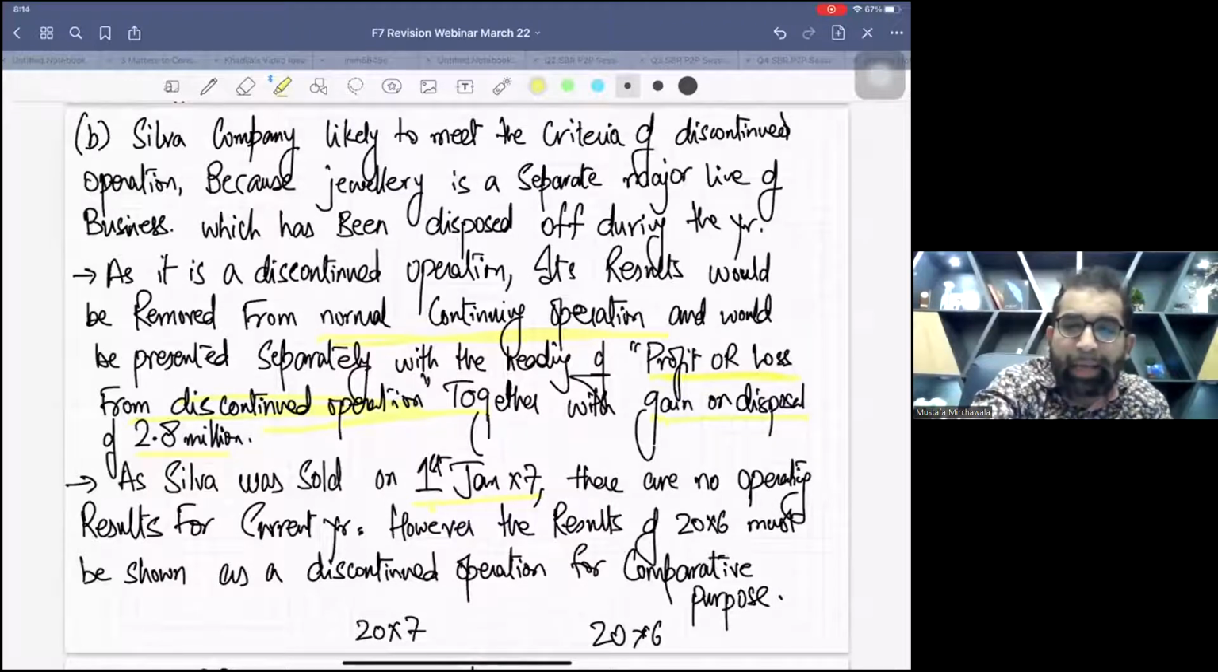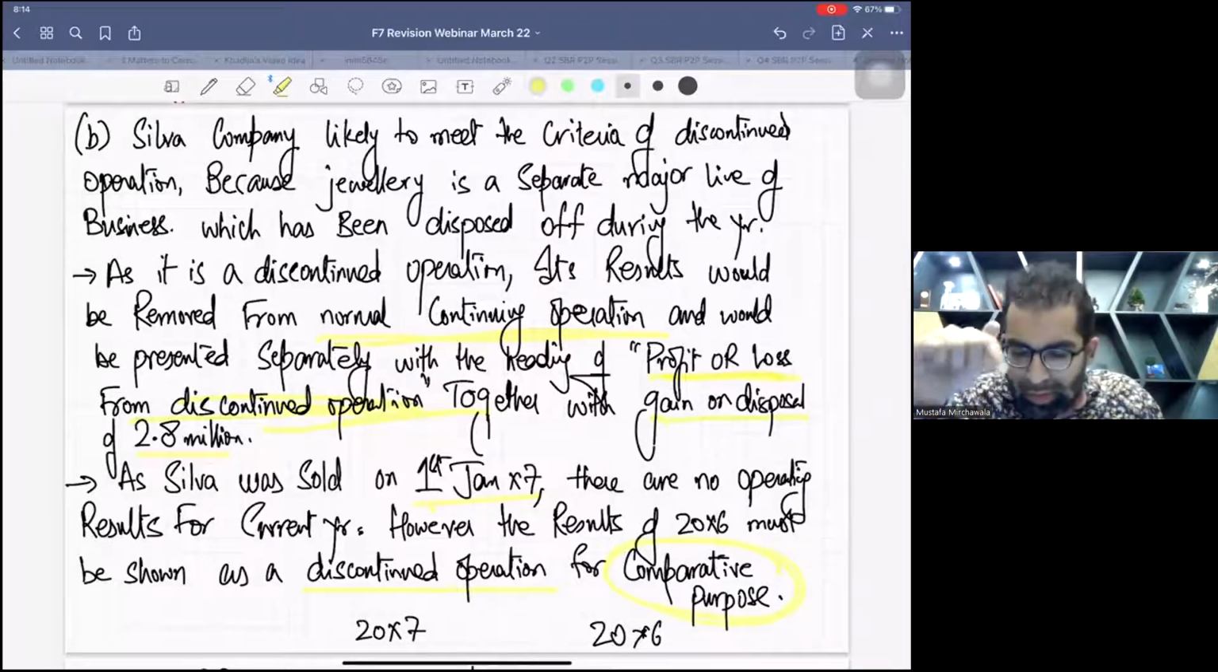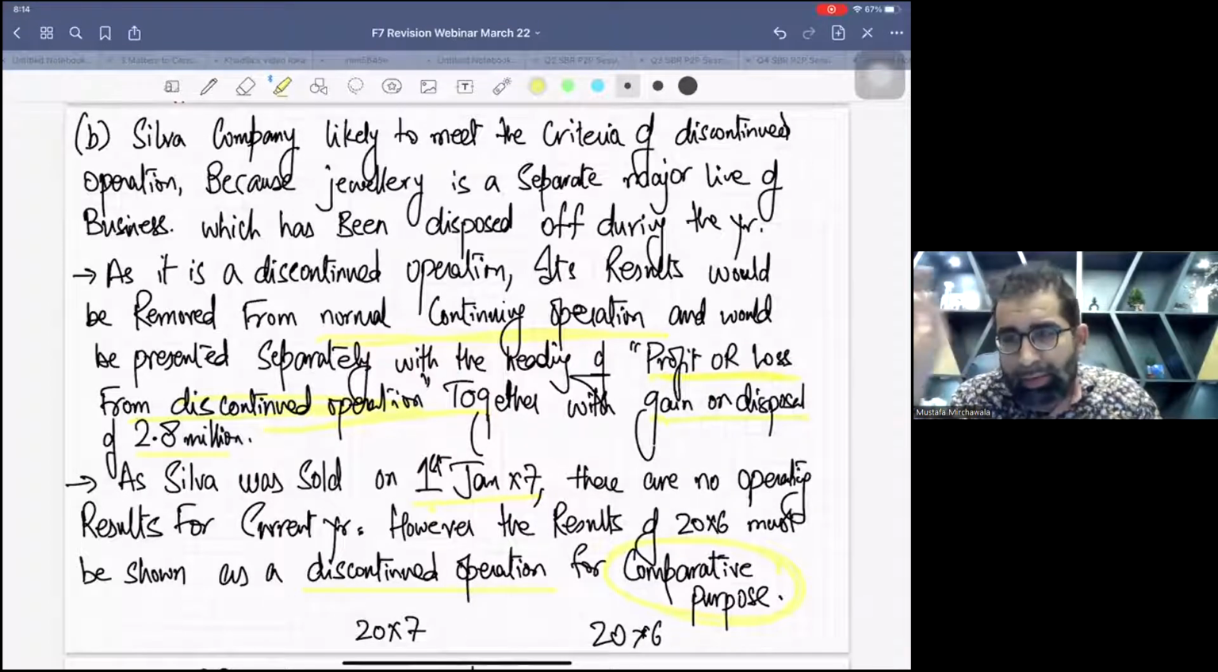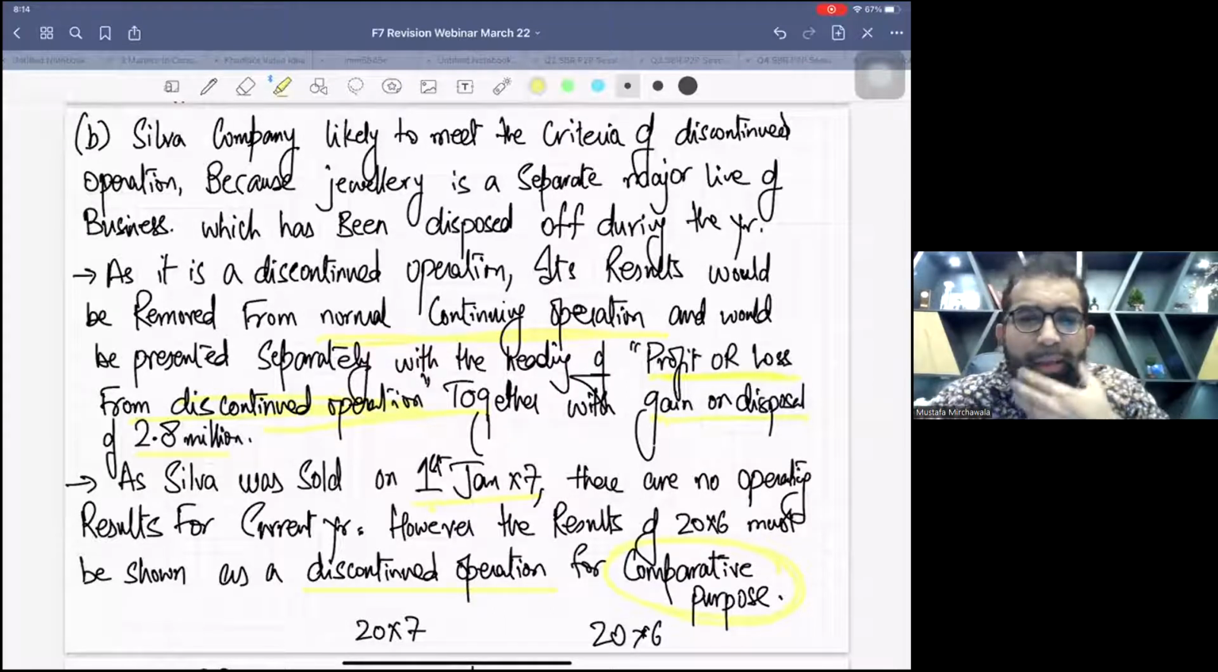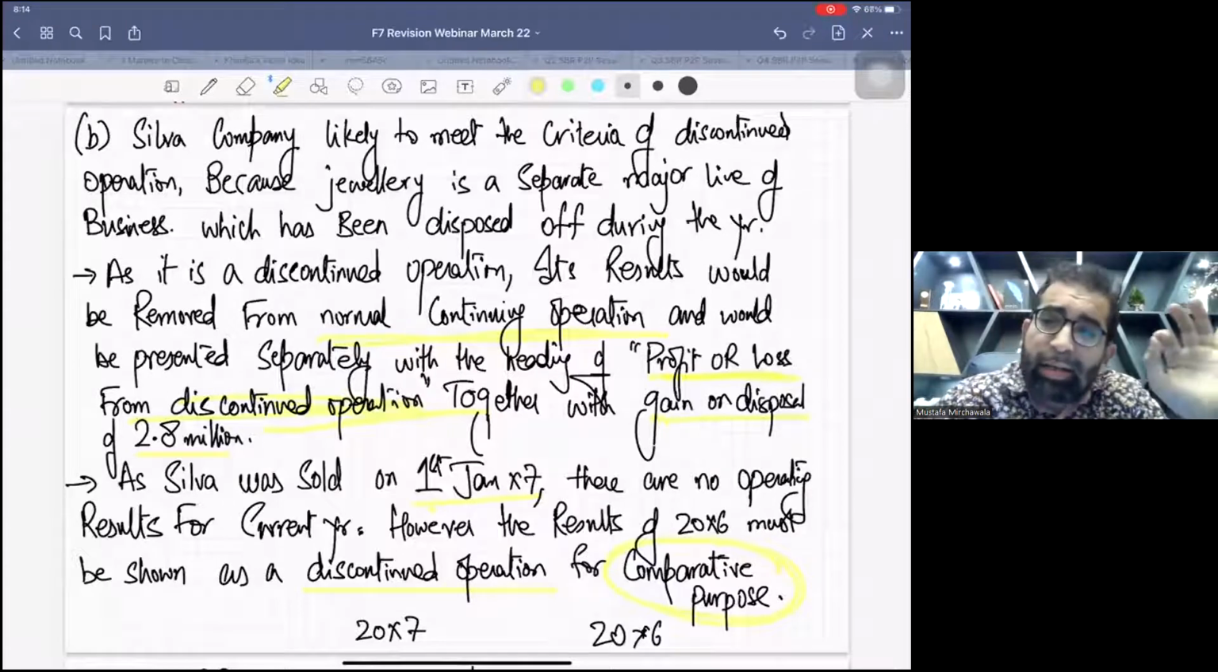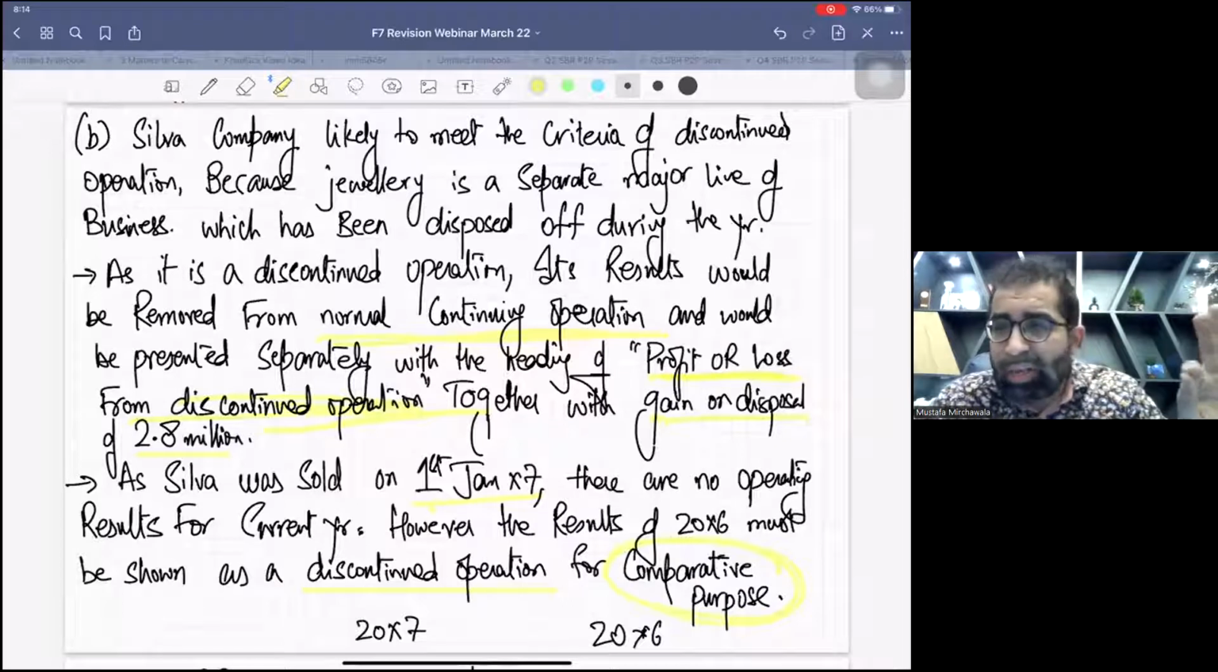Now, however, the results of 2006 must be shown as a discontinued operation for comparative purpose only. Those students who have studied this standard know that we have to do it in the last year comparatives as well. Okay, so this is the three marks requirement. Again, it is related to IFRS 5.